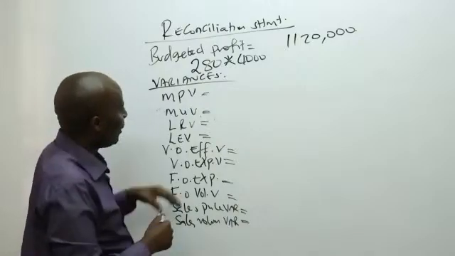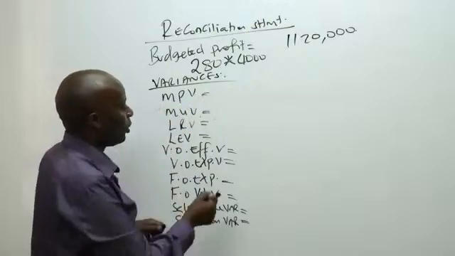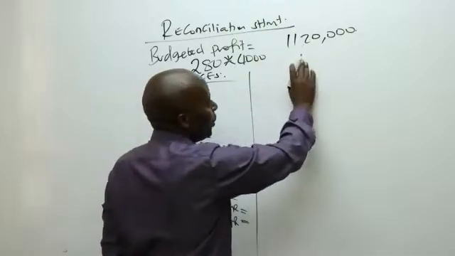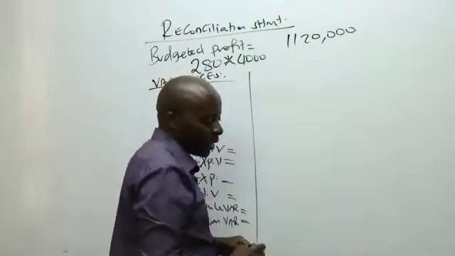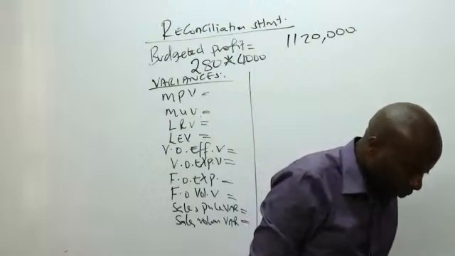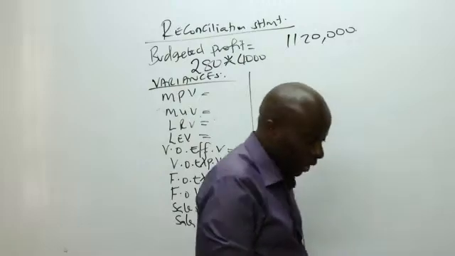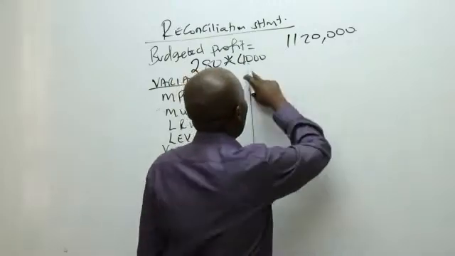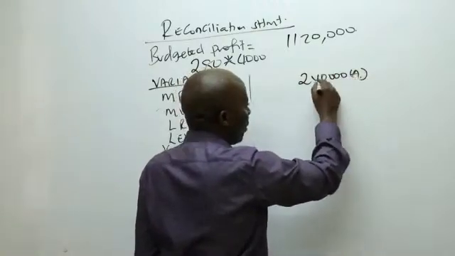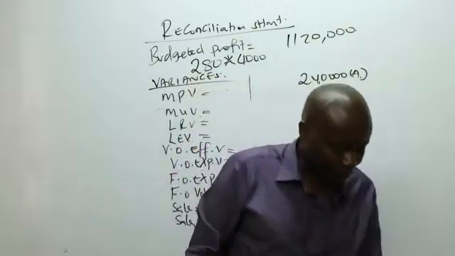So I'm giving you 1 minute, you copy this, and ensure that you put all these figures in one line. You can even put them immediately below this, like the material price variance which you computed. If I'm not wrong, we got 240,000 adverse. So come and write here, 240,000 adverse. Now finish writing like that up to there.